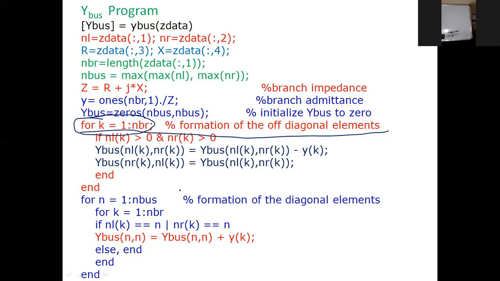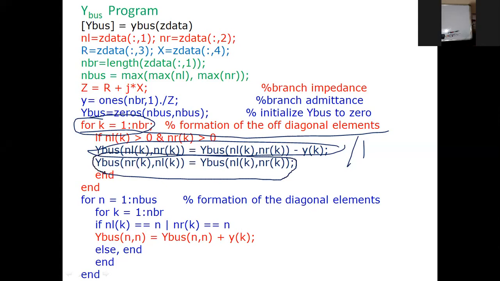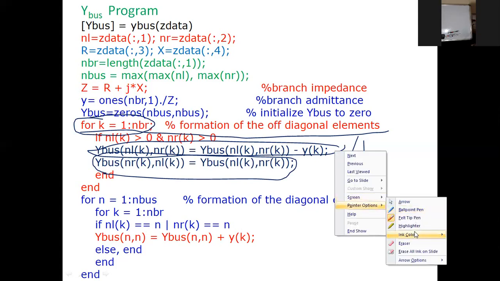If NL of k is greater than 0 and NR of k is greater than 0, then you can see that whatever expression I am using, I am taking a negative sign of the primitive admittance value. So Y bus of NR of k, comma NL of k is equal to Y bus of NL of k, comma NR of k. Both are made equal, since opposite admittances are equal. I put it into a loop, k equals 1 to NBR. The if condition and the for condition end here.